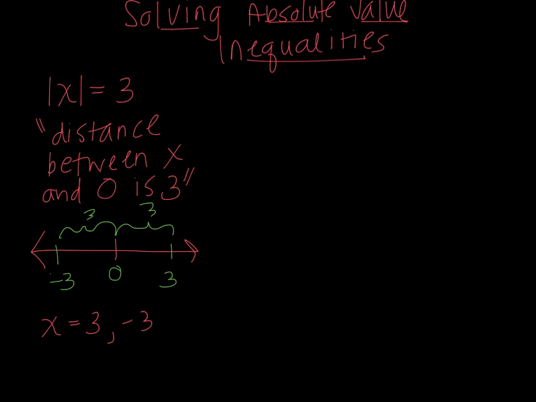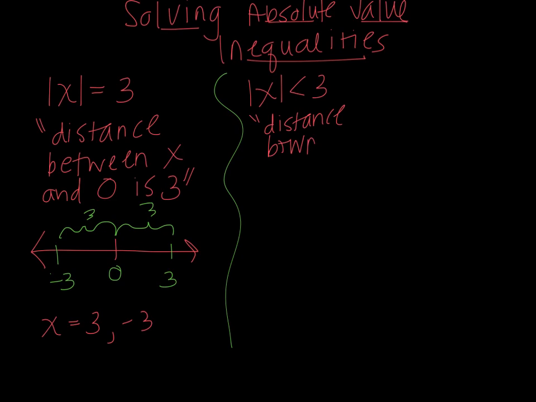So if I then write the inequality absolute value of x is less than 3, what I'm really saying in English is the distance between x and 0 is less than 3. So let's think about a number line with this one.